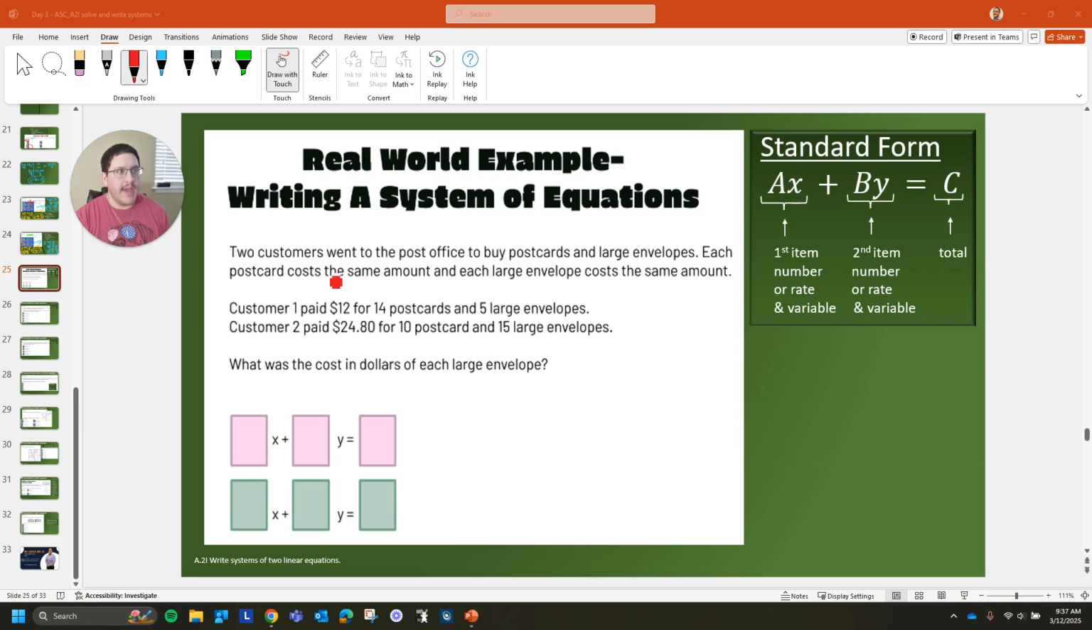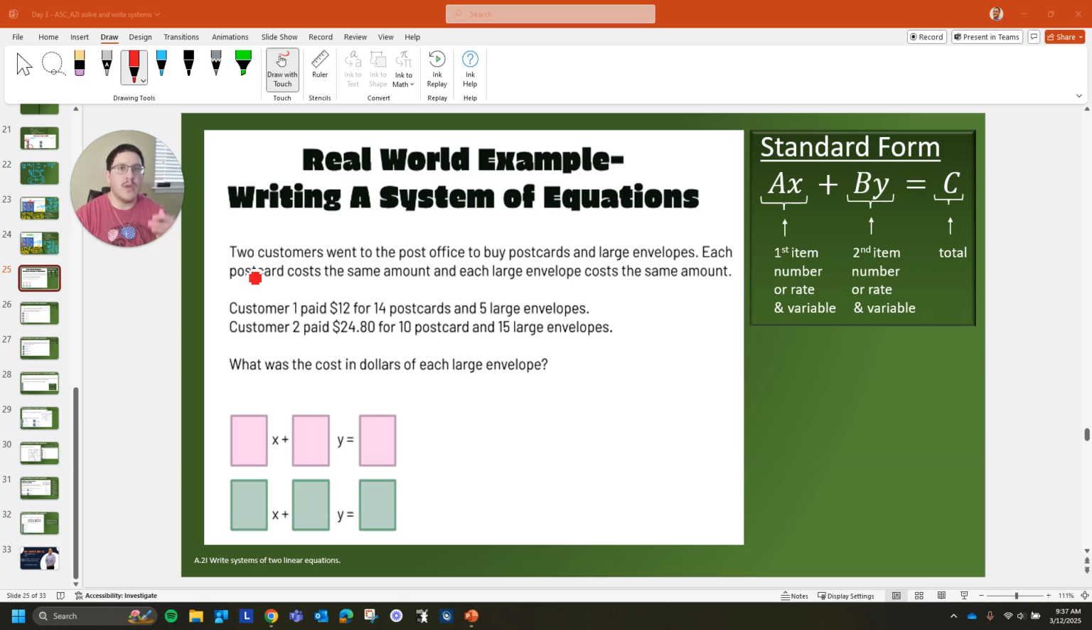Customer 1 paid $12 for 14 postcards and 5 large envelopes. Customer 2 paid $24.80 for 10 postcards and 15 large envelopes. What was the cost in dollars of each large envelope?